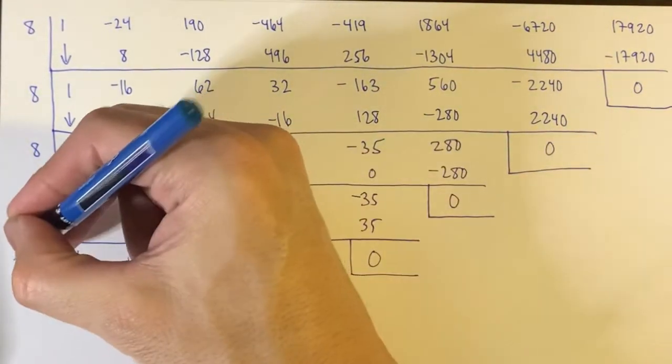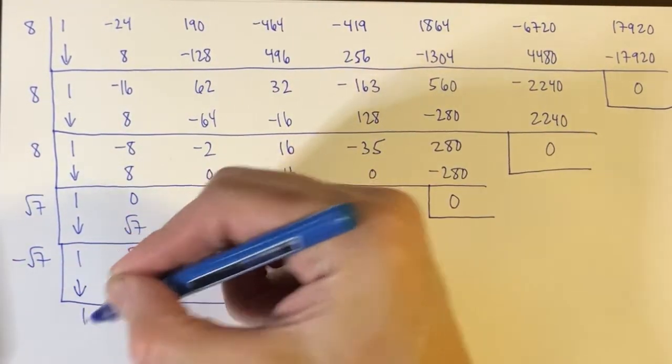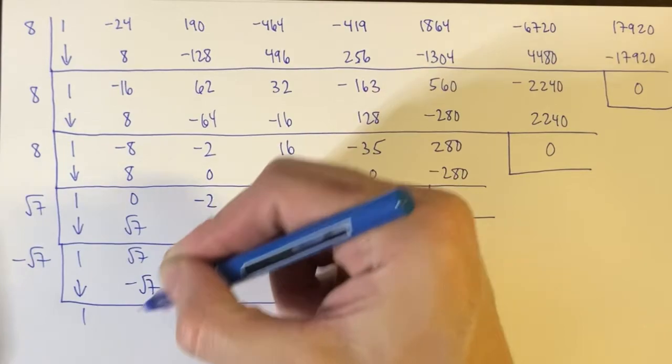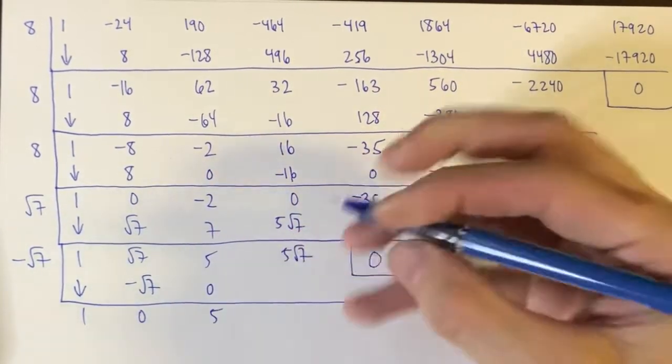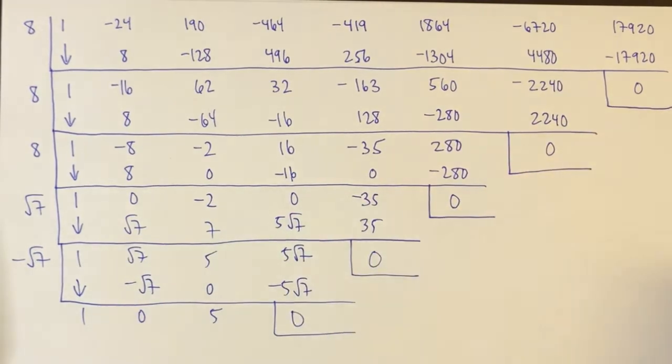And now finally, we can use the conjugate, negative square root 7, so we'll drop the 1, multiply those, that's negative square root 7, 0, 0, 5, 5 square root 7, but that's negative. And of course, the remainder is 0.